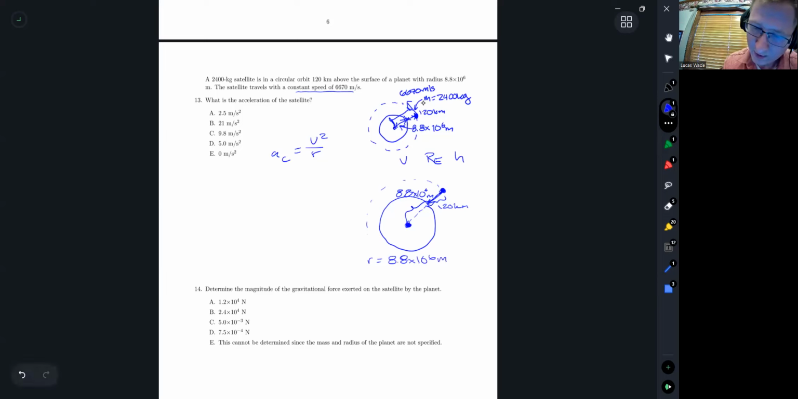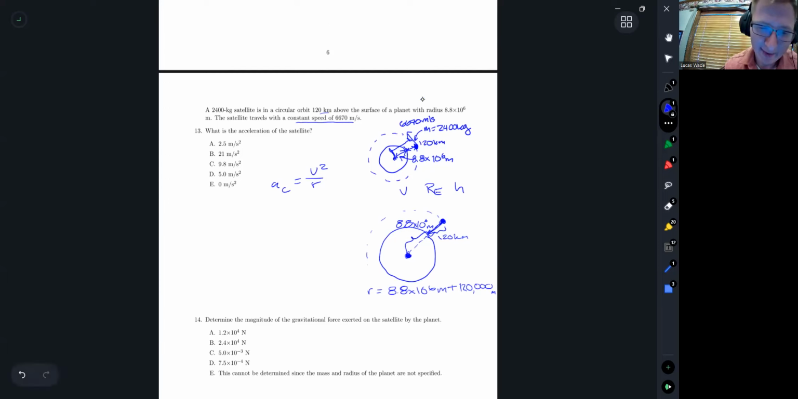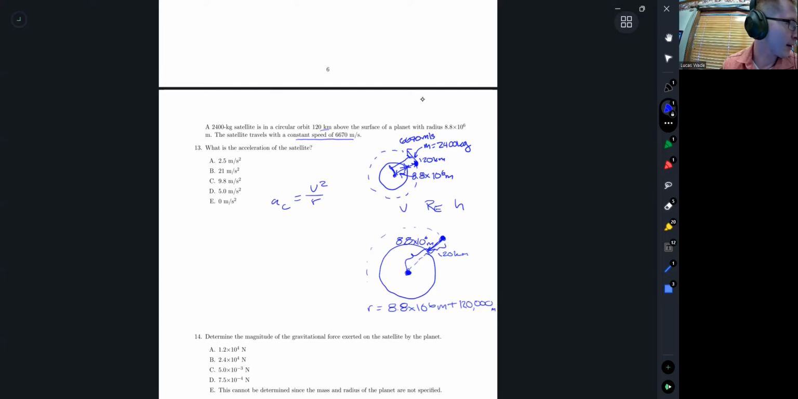Yes, 8.8 times 10 to the 6 meters plus 120 kilometers, but that's kilometers. We need to make sure we're using consistent units, so let's convert that to meters. There are 1,000 meters in a kilometer, so that's 120,000 meters. I believe everything is already in SI units on the exam. Again, I don't emphasize unit conversions on exams. Yep, no problem, Kendra.